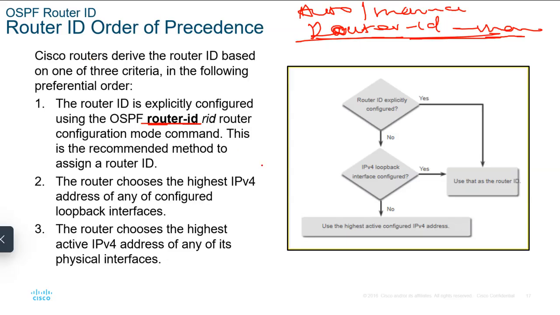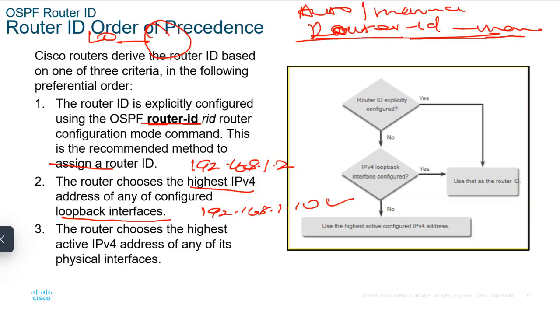Then the router chooses the highest. If this is not set, then the router will choose the highest IP address of any configured loopback. So on a router, if you have one loopback interface, then that one is going to be taken automatically. But if there are 2, they are going to be compared, and the one with the highest IP wins. For example, if we have 192.168.1.2 and another one as 192.1.1.10, automatically this one will take over because it is the highest. So the router chooses the highest active.